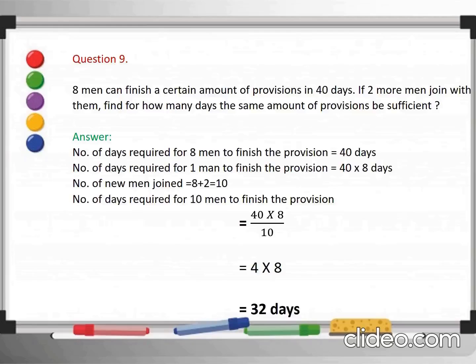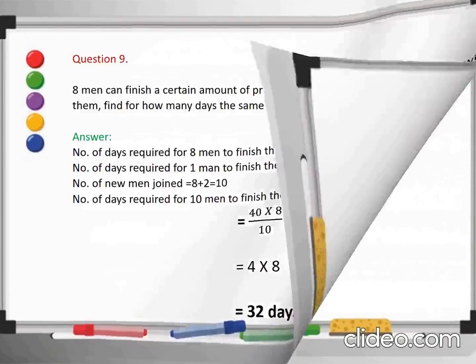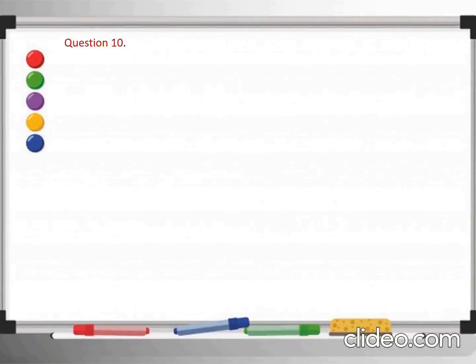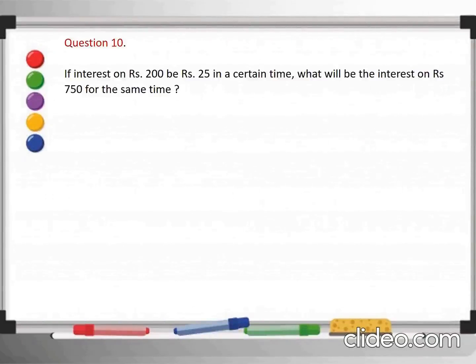Next question, question number 10. If interest on 200 rupees is 25 rupees in a certain time, what will be the interest on 750 rupees for the same time?